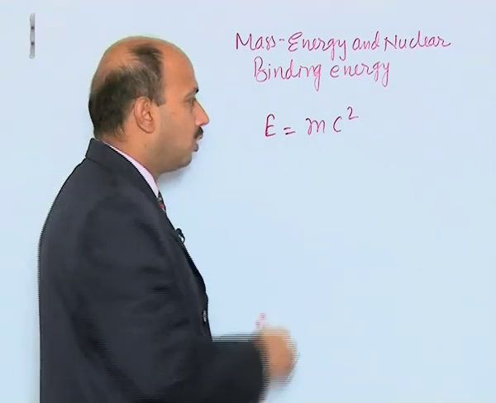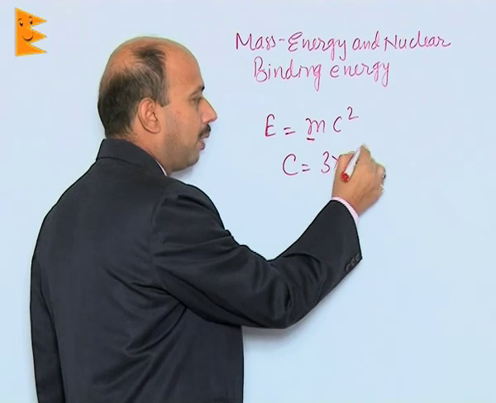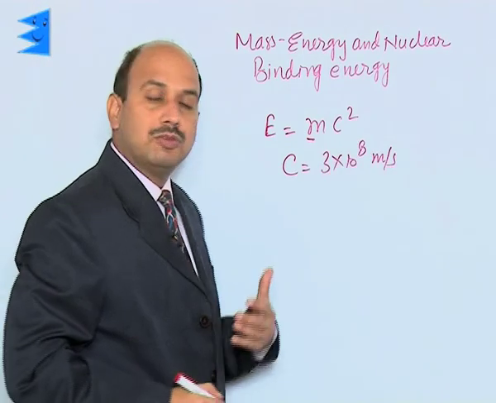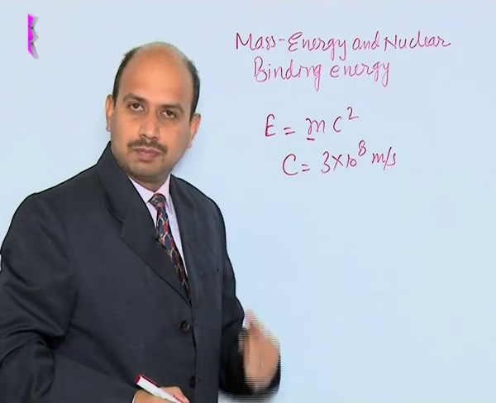If the body has mass m, and c is 3 into 10 raised to power 8 meter per second, then you can get the energy. That means when the mass is converted into energy, the total energy will be equal to E.